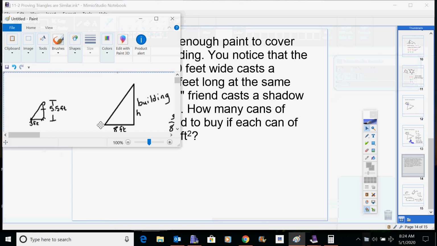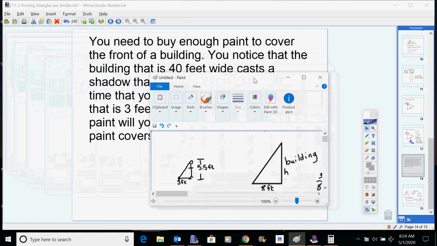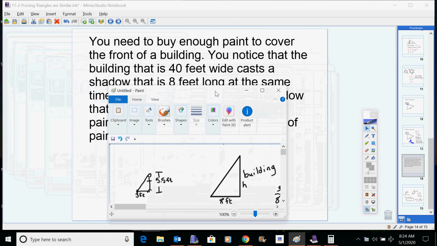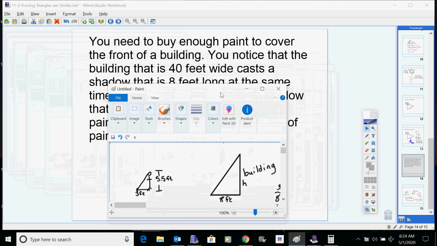Okay, so right here's a little picture. It goes with our word problem here. You notice that the building casts a shadow that is 8 feet long. We're not even considering the 40 feet wide building. We're looking at the height of the building. The building is casting an 8-foot shadow.